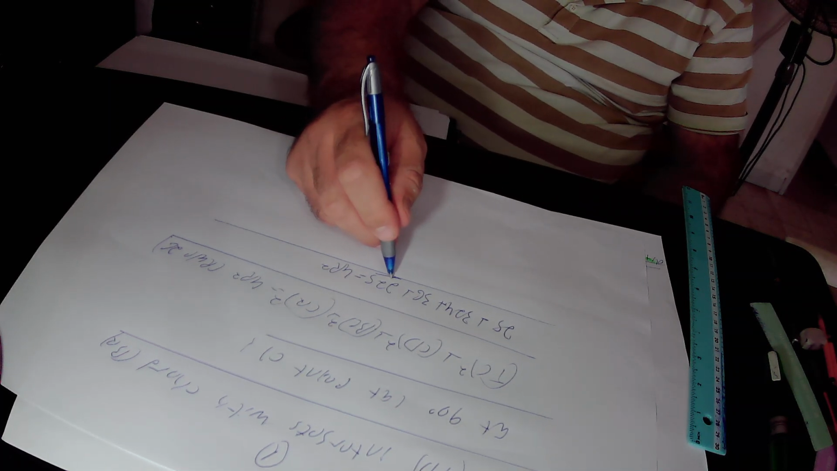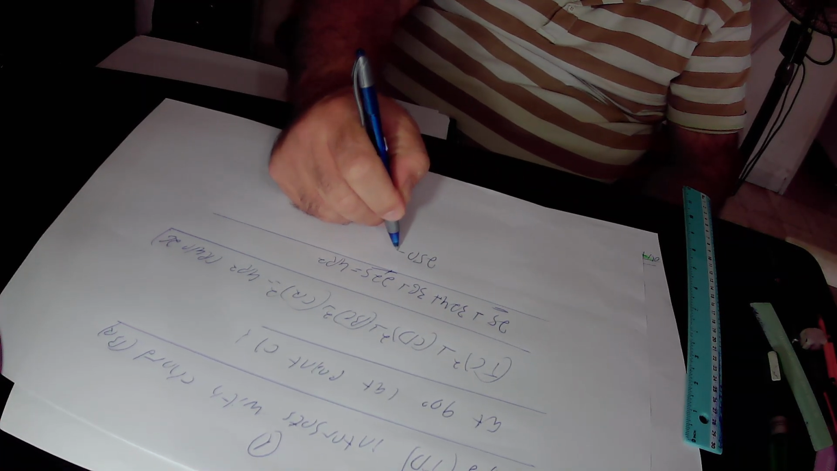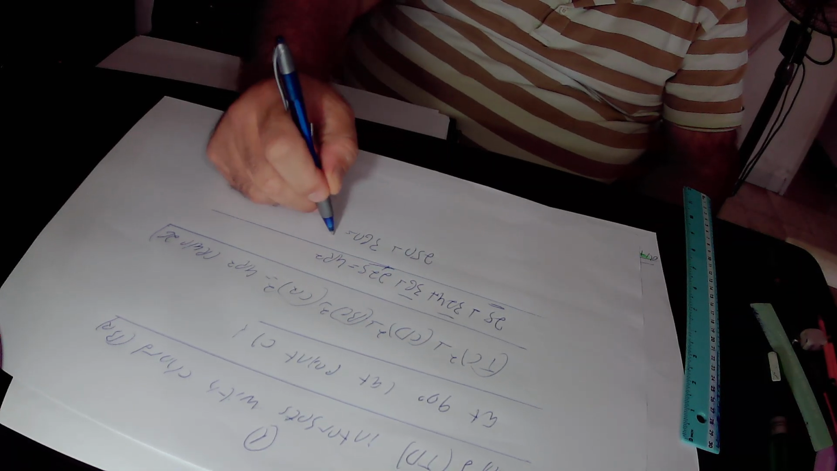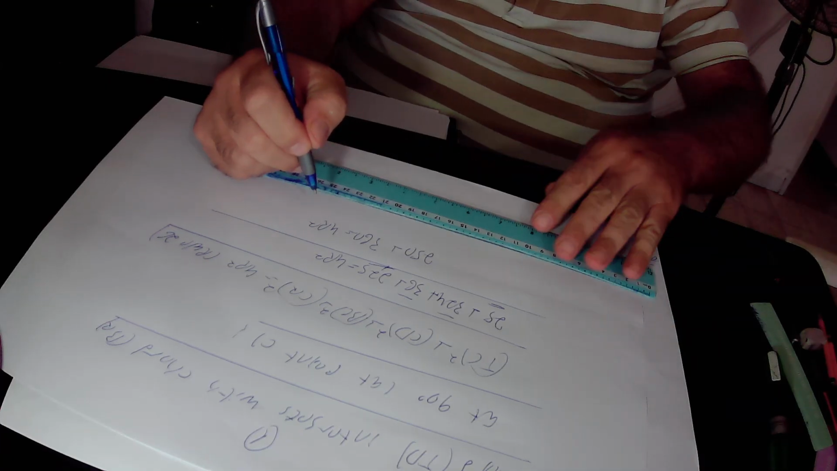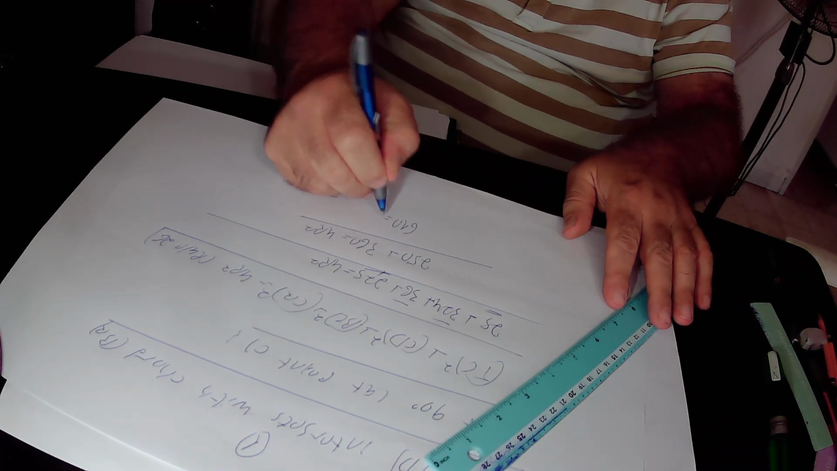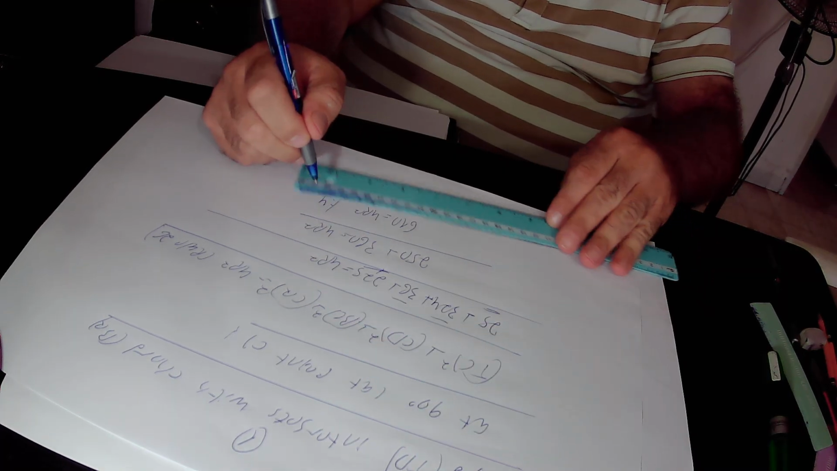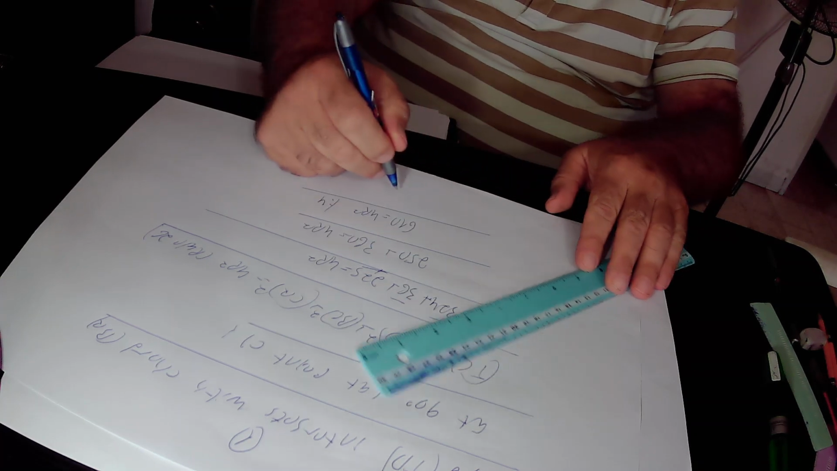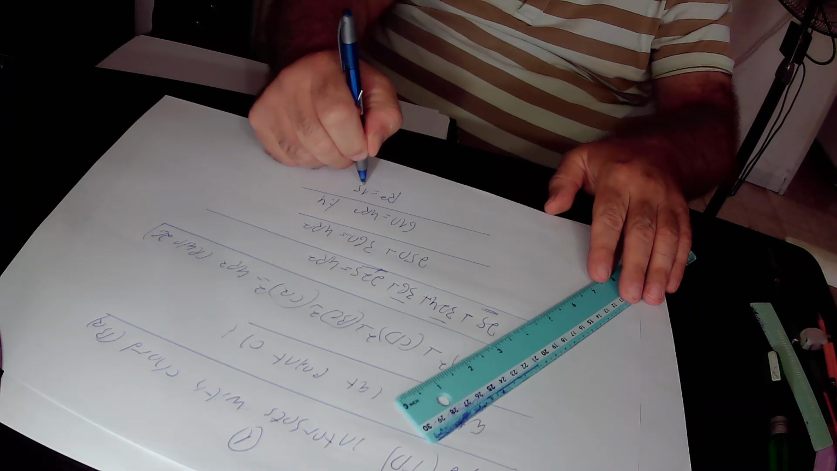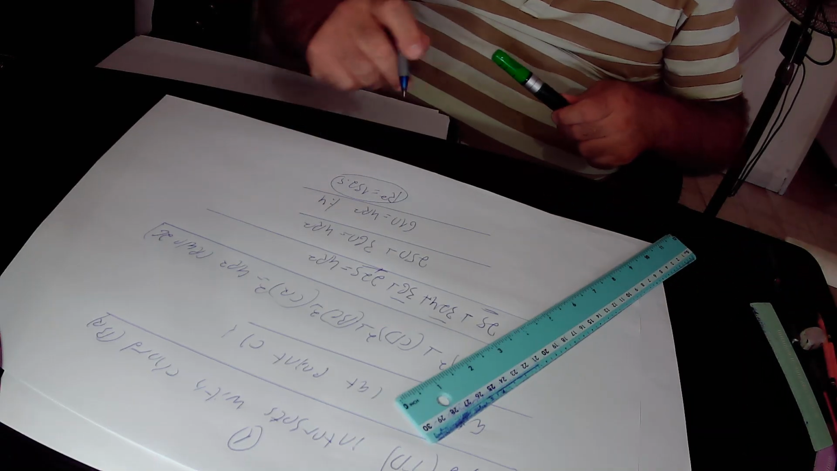25 plus 225 is 250. And 324 plus 36 is 360, equals 4R squared. 250 plus 360 is 610. So 610 equals 4R squared. Here, we divide this equation by 4 and find that R squared equals 610 over 4, which is 152.5. So we found out that R squared equals 152.5.